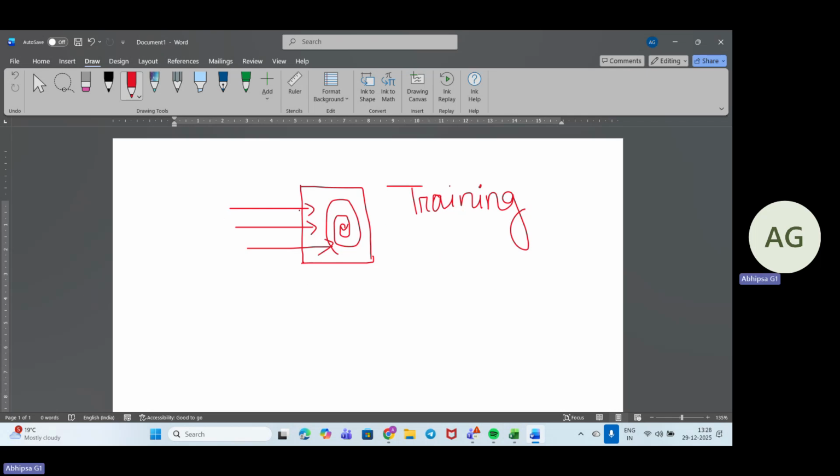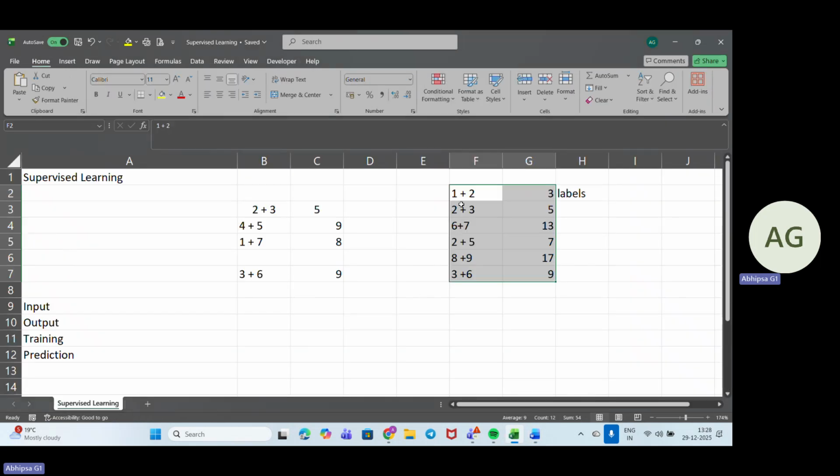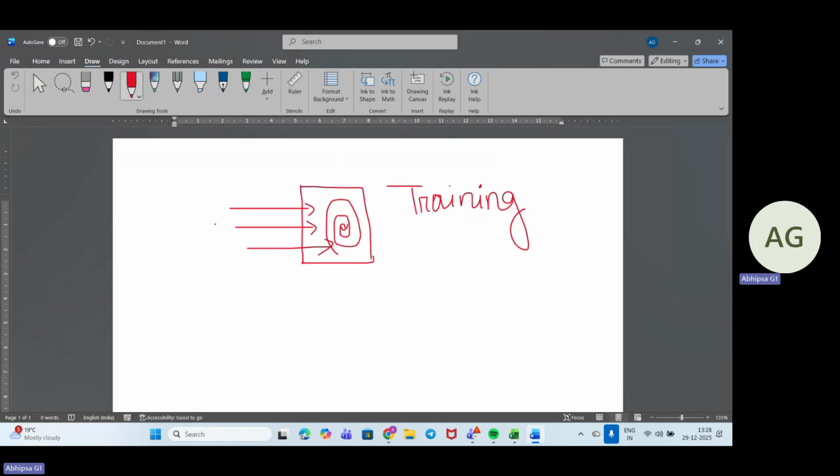So this is the training part. I am giving some input and output sets, and based on the set, my model is learning. This is the example that we have discussed, and this is what I am giving to my model. Here the model is learning. Now after the model has learned, comes the testing part.